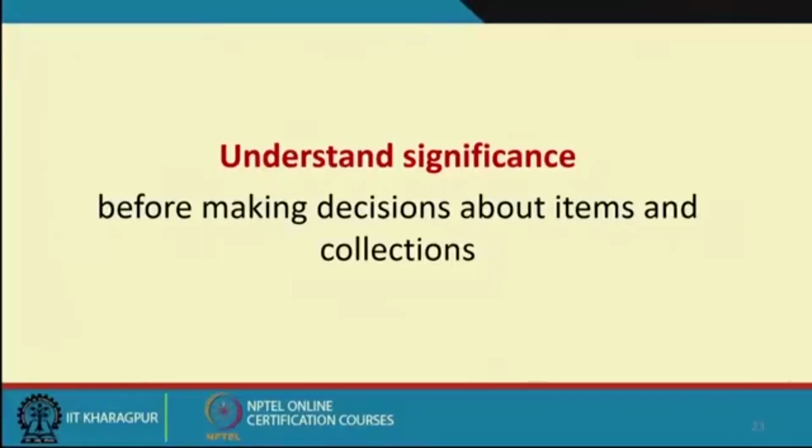So, we have discussed the different types of value criteria, the process, and how the statement of significance is important. Finally, to summarize, understand the significance before making decisions about items and collections. So far we have talked about value, significance and the process of assessment. Next we will discuss the different approaches and ways of keeping and preserving these values and significance. Thank you.